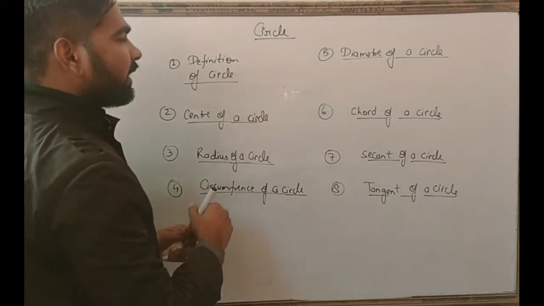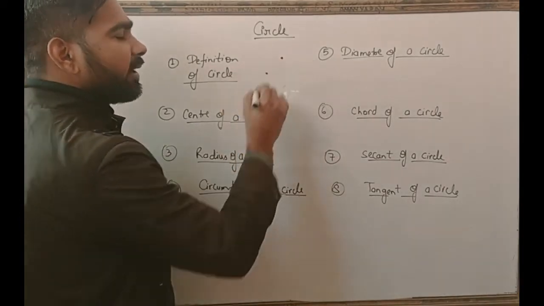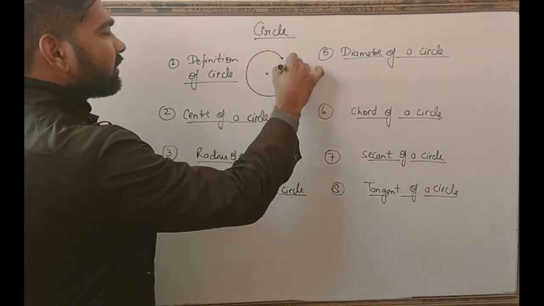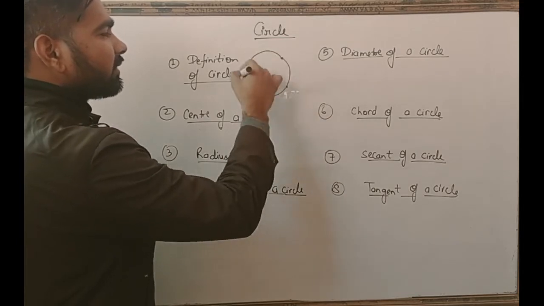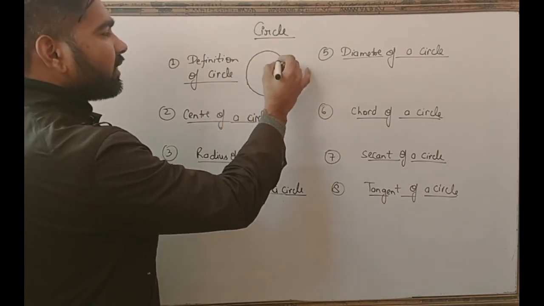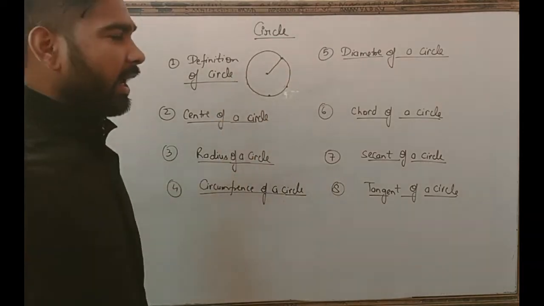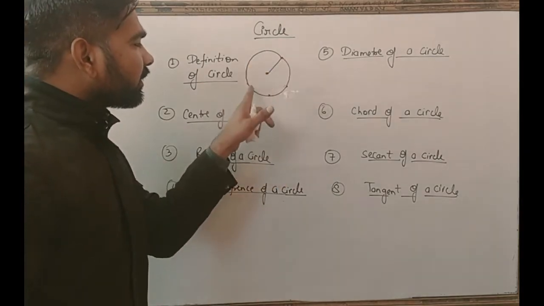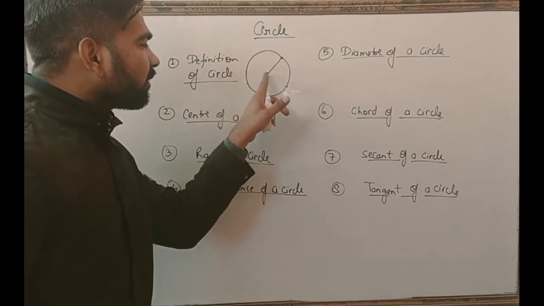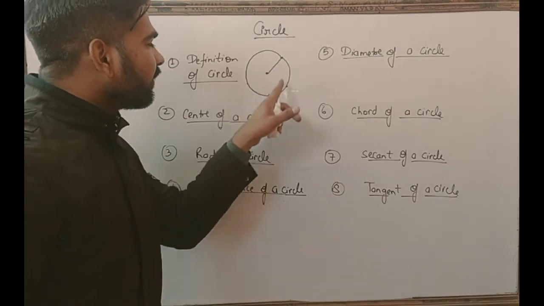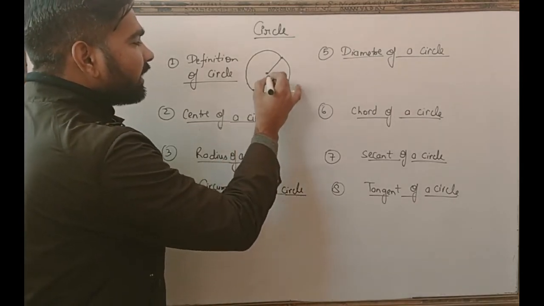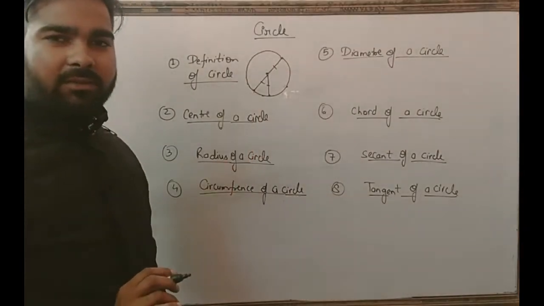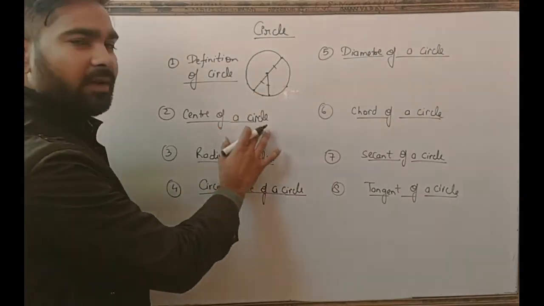In this plane, we take 2 points, one fixed point and another rotating point, and move this rotating point in such a way that the distance of each point in this region is always constant from the fixed point, and this fixed point is known as the center of a circle. This point moves around the fixed point in such a way that the distance of each point on this locus is always constant from this point. This fixed point is known as the center of a circle.